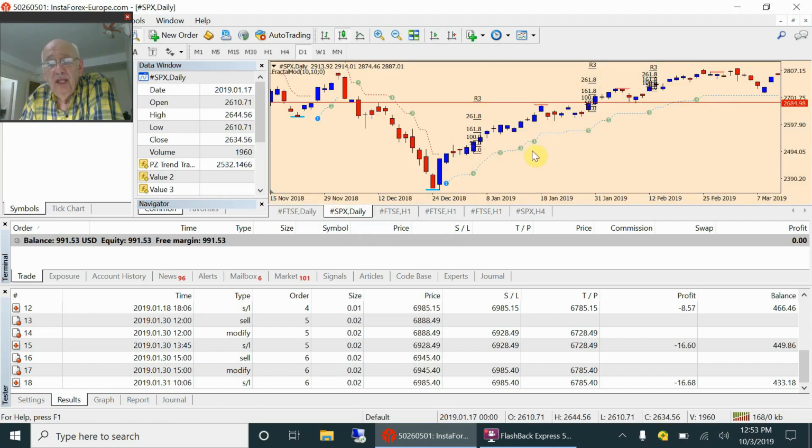The SPX, I must say, has been up so far this year, really been worthwhile trading. But let's hope, and we'll see what the others do.